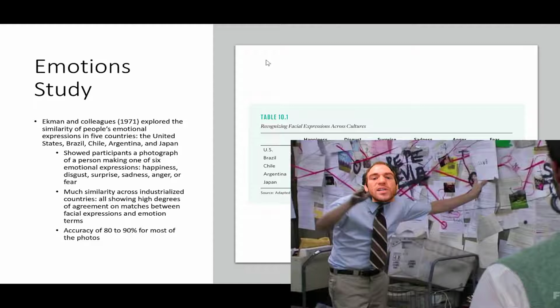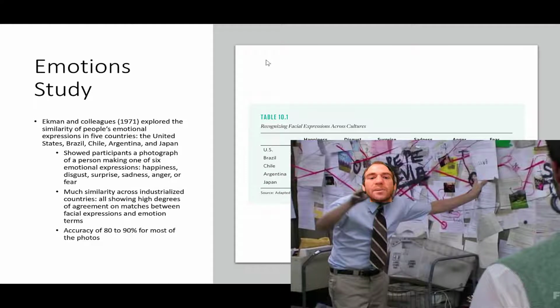So this suggests, at least in an industrialized setting, that there's a universal process of recognizing emotions. And you can see the percent accuracy of recognizing facial emotions in the table to the right. You can see that there are some differences in the countries, but more or less all of them approach greater than 70% accuracy.